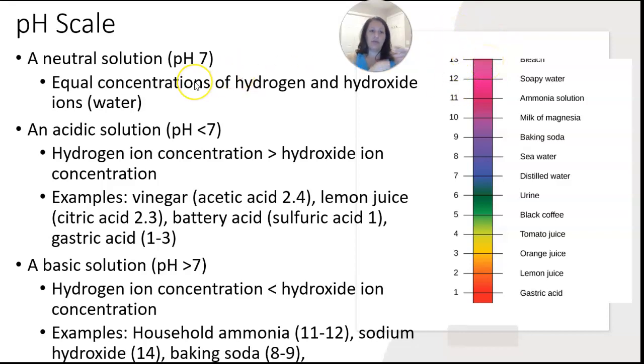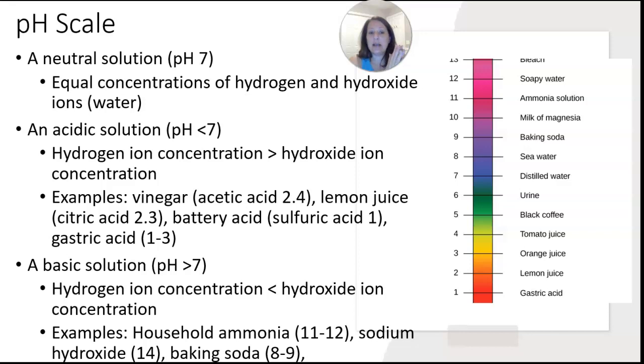Okay, so let's go through this. So again, a neutral pH is a pH of 7. At a pH of 7, we say that the concentration of hydrogen, H+, and hydroxide, OH negative, are going to be equal to each other.